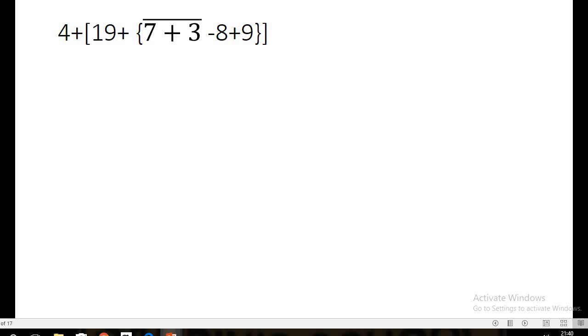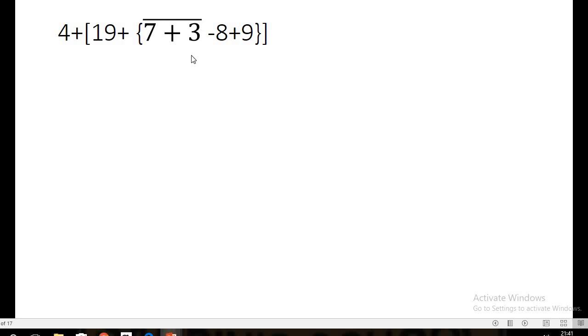So this is our first question. These are the questions from the Cambridge Learning Book for class 6th, exercise number 2.1. As we can see, there are many types of brackets here. We have the square bracket, the curly bracket, and we have the bar bracket also. This bar or line bracket is always solved first.